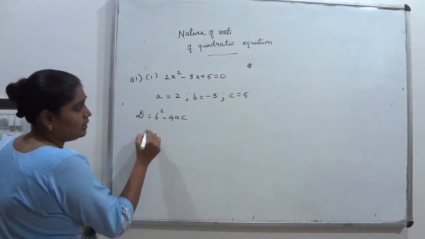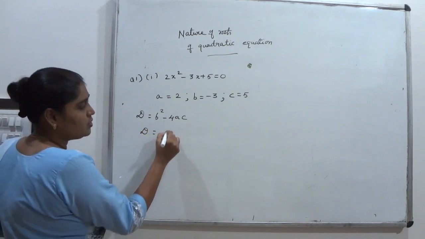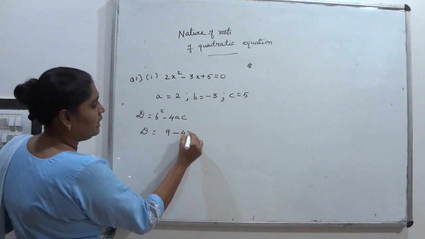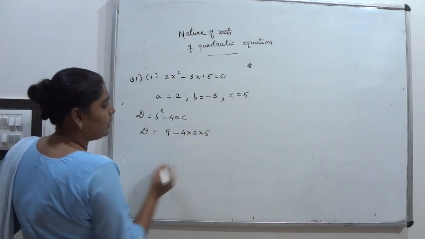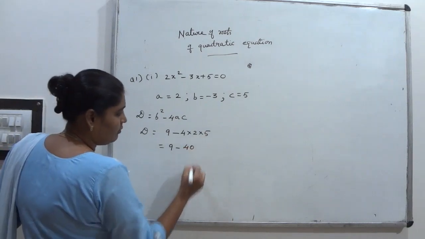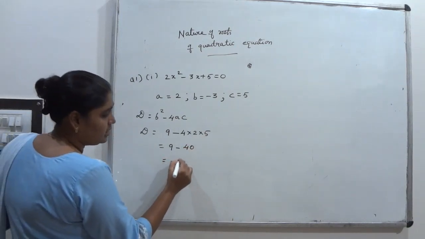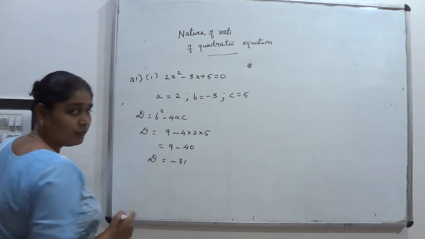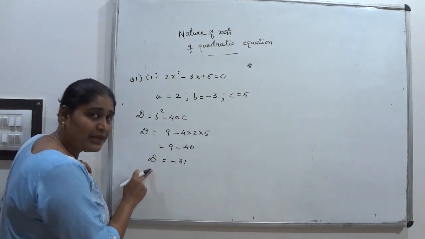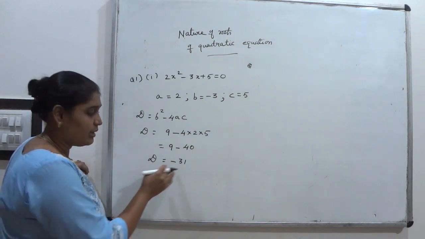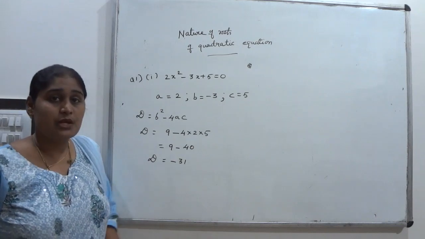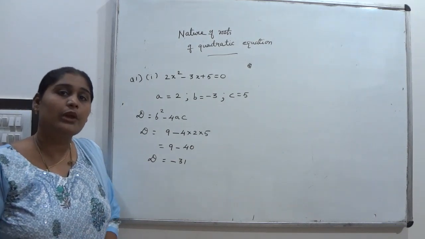Put the b square. What is b square? Minus 3 the whole square, that is plus 9. Minus 4, a value is 2 and c value is 5. So you will get 9 minus 8 fives are 40, minus 40. So you will get minus 31 as the capital D value. You know the condition for the nature of roots. The capital D value is less than 0. Minus 31 is a negative value. Capital D is less than 0. That means it has no real roots.